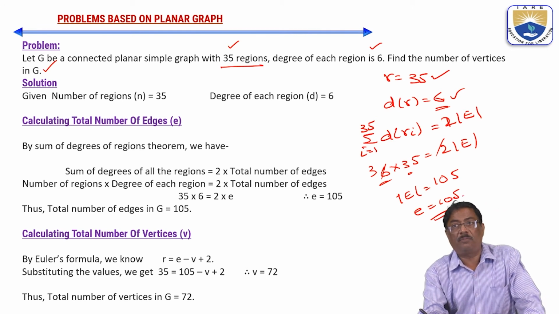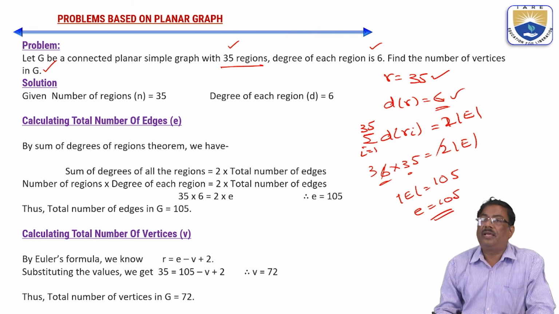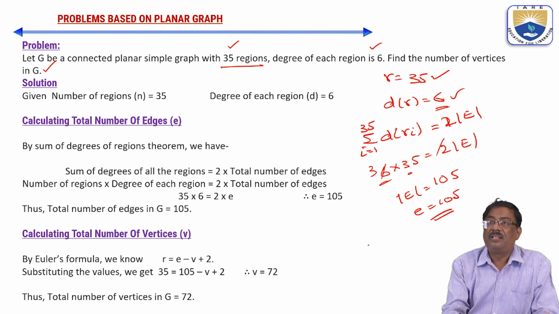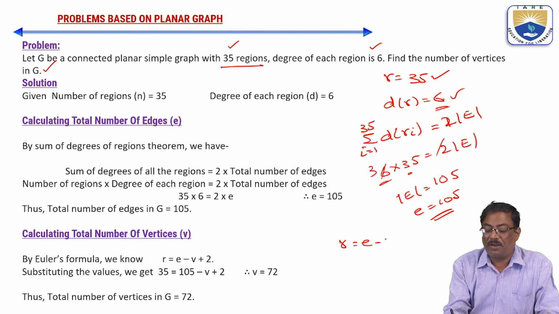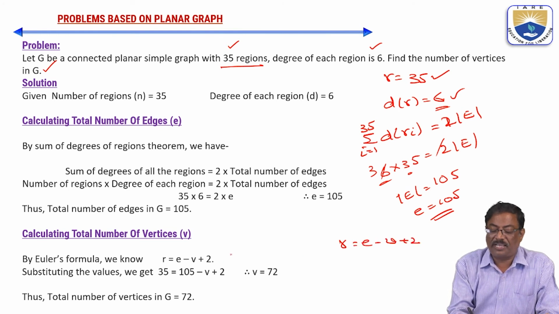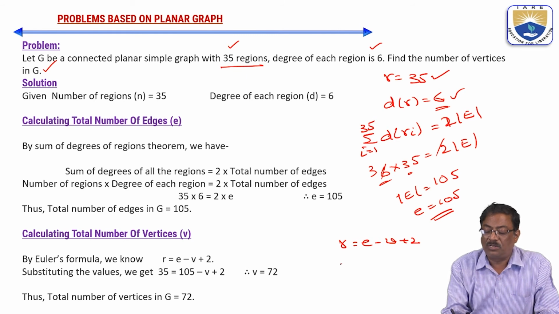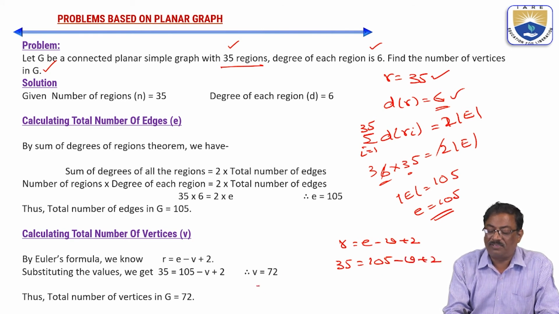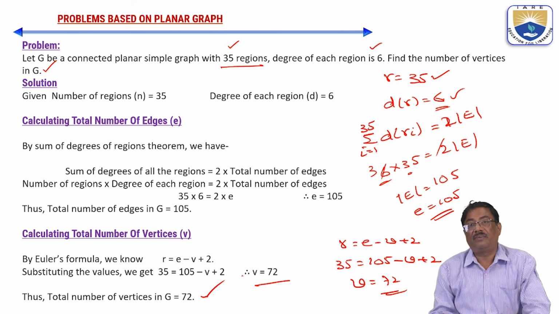Now that the number of edges is 105, to find the vertices we take Euler's formula, that is R equals E minus V plus 2. We substitute R equals 35 and E equals 105, and simplify to get the number of vertices as 72. The number of vertices is 72.